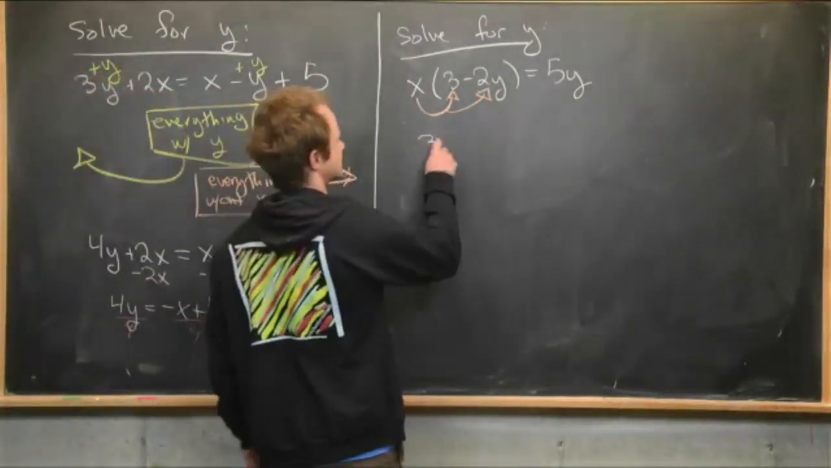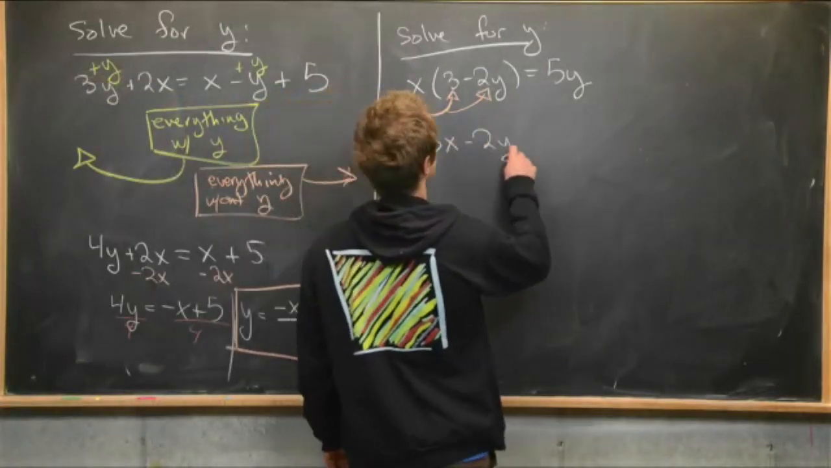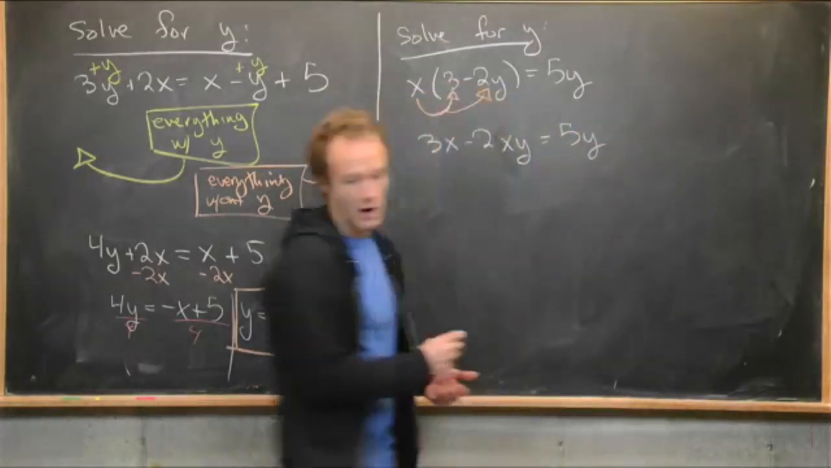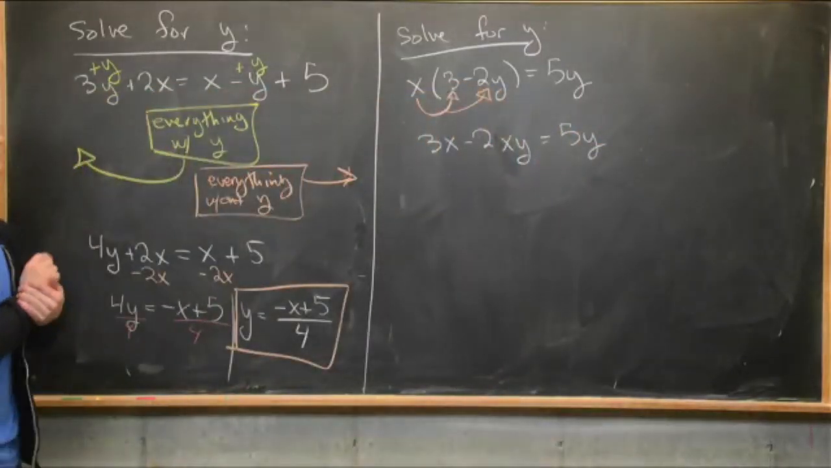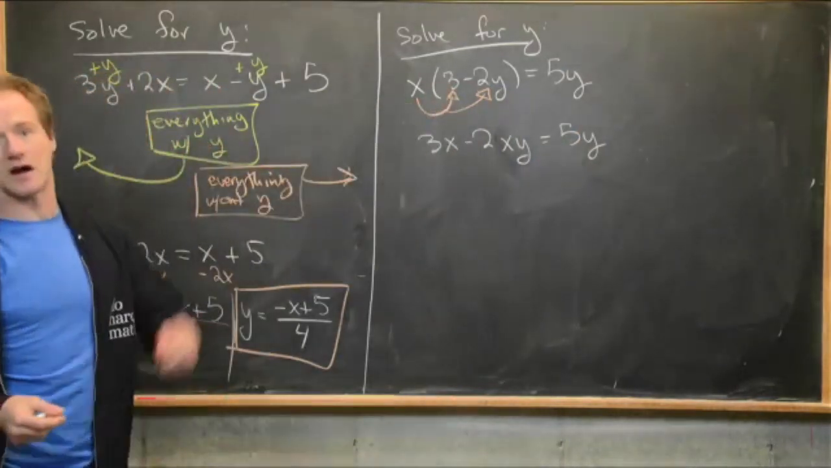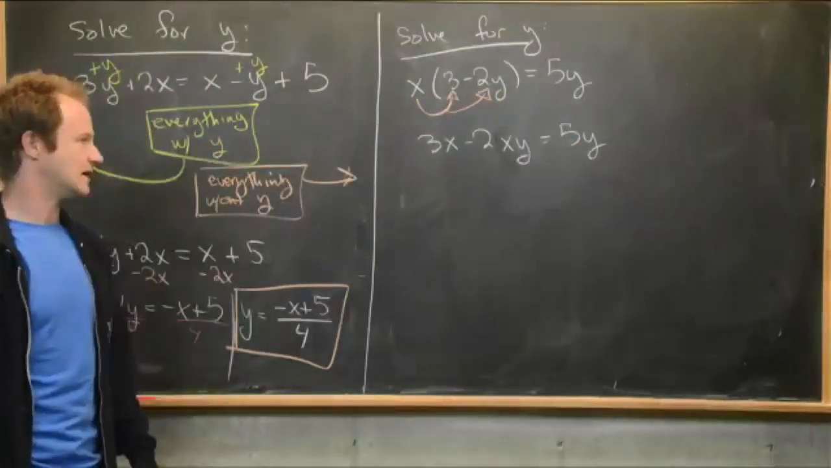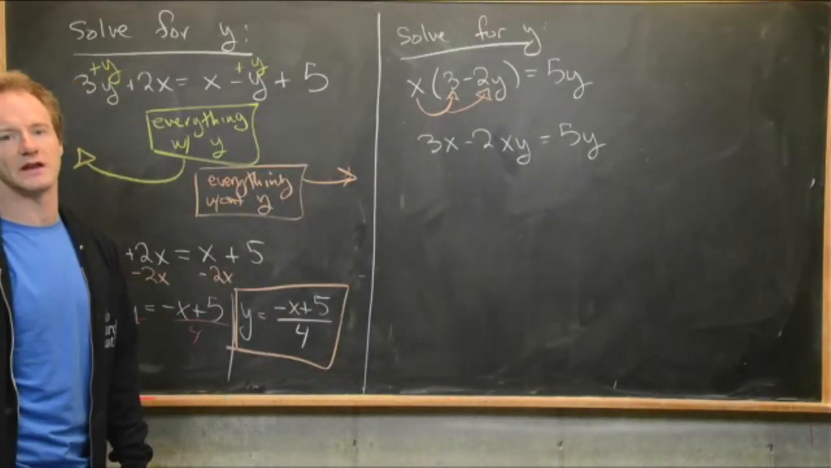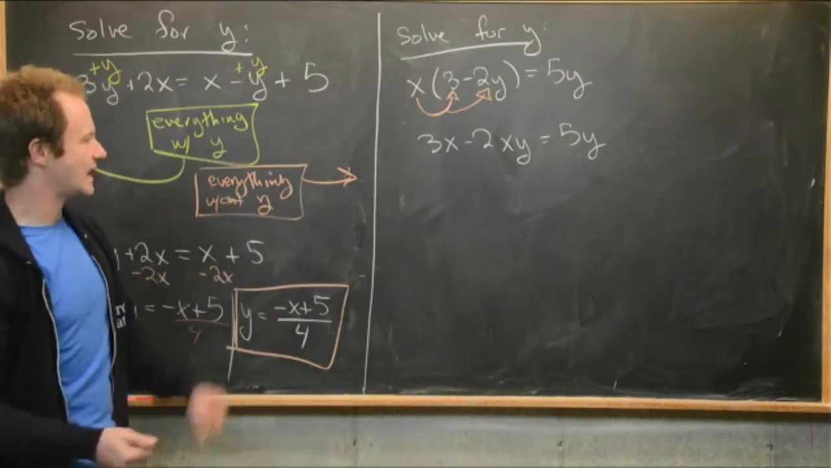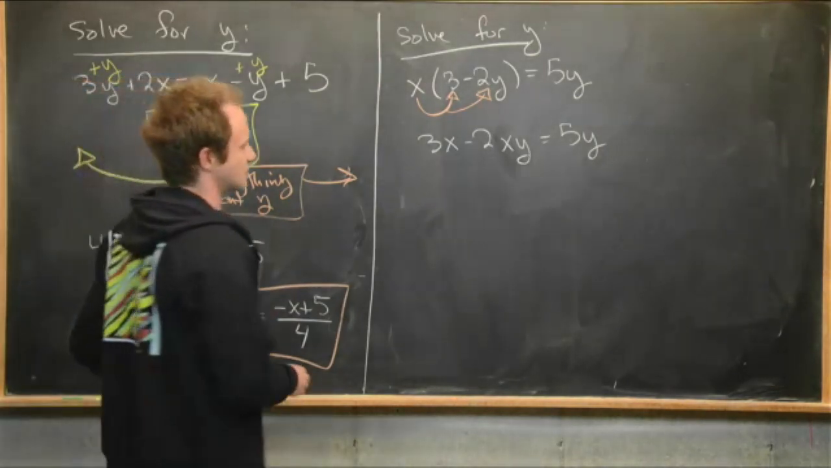So that's going to give us 3x minus 2xy equals 5y. So the important thing here is this is 2 times x times y. So that's going to make it a little trickier at the end, but it shouldn't be too bad. Now, move everything with a y to the left, everything without a y to the right.